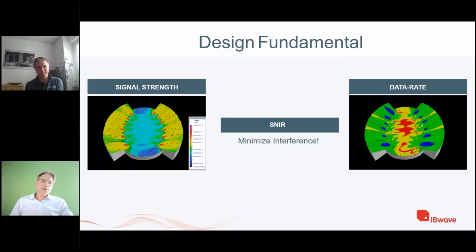So the design fundamentals, and that's the topic of today's webinar. Victor will talk a lot about the signal strength, the interference, and the data rate, because that belongs together. If your signal to noise plus interference ratio is not performing, you will not get the data rate you want to achieve. So signal to noise is always important to get the data rate. This is one of the design fundamentals.